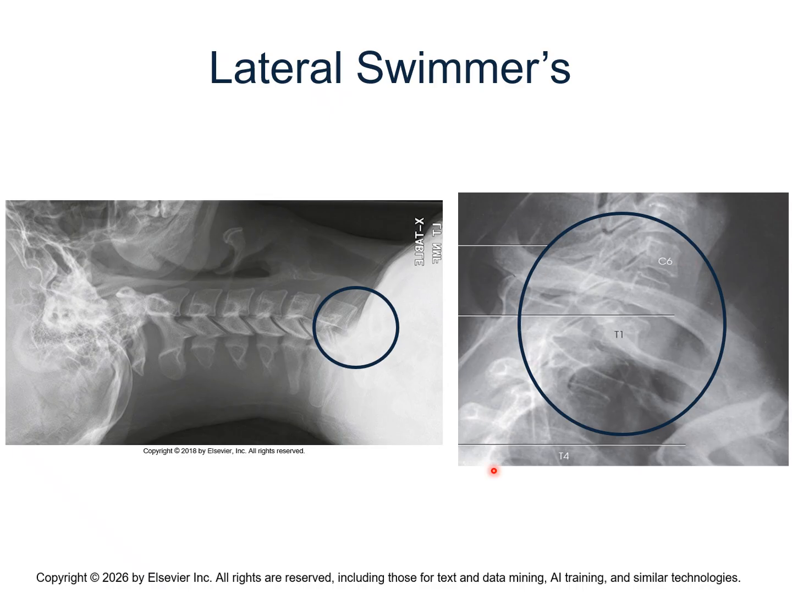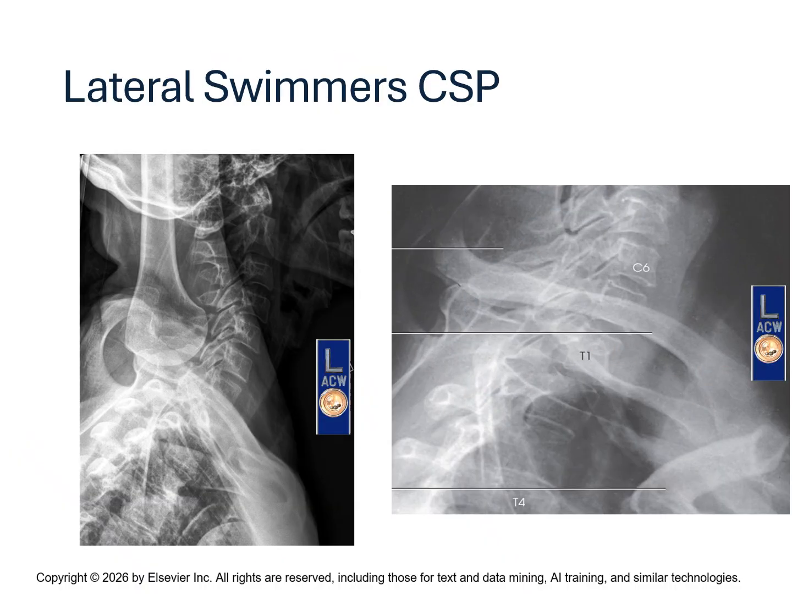Okay. If you cannot get C7-T1, then you are required to do a swimmers, but the doctor will actually also potentially order a CT, because that is the most common place for fracture. Now, this is what you see more commonly in the hospital. Both of these are lateral cervical, thoracic, or swimmer's technique positions.